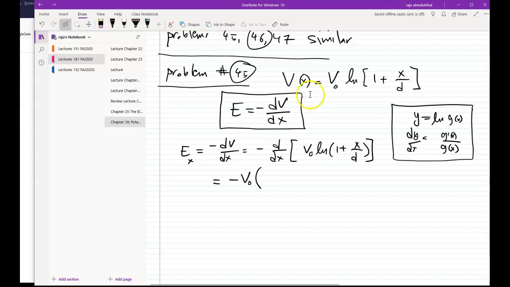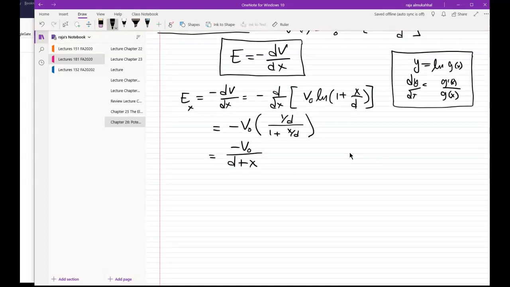And then what I'm left with is the argument. This is the argument right here. What's the derivative of the argument? I mean the top, right? We're going to go with g prime of x, which is basically the derivative of the argument. And that will be 1 over d. Is that right? So 1 over d over the argument, 1 plus x over d. Okay? You got that? And then now I can bring the d down, and that's going to be negative V naught over d plus x. Make sense? I am done with it. I'm done with the derivative, that is.